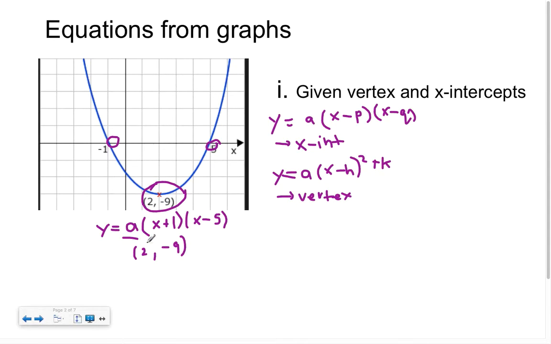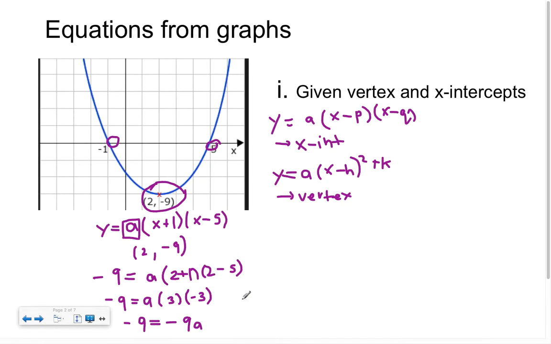And what we're able to do with this is plug in 2 for all of the x's, and plug in -9 for the y. And what that's going to do is break our equation down to have just one unknown, this a value, that we're then able to solve for easily. So y becomes -9, and x becomes 2. So we've got 2 plus 1 onto 2, subtract 5. We can then simplify those brackets a little bit. -9 equals a multiplied by 2 plus 1, which is 3, multiplied by 2 subtract 5, which is -3. So we've got -9 is equal to 3 multiplied by -3, which is -9a, which gives us an a value of 1.